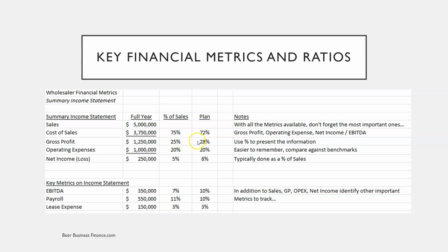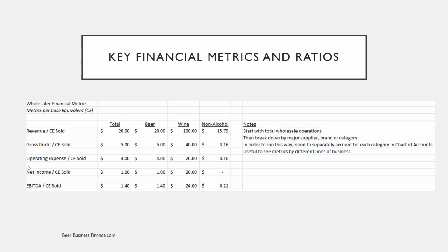This is very easy to communicate. Our gross profit goal is 28%. For the month, we're at 25%. So easy to see if we're falling short or not. You can also throw other key metrics on your income statement. Again, you might want to measure EBITDA. Payroll is generally a huge expense, so it might be useful to call that out and say, what is it as a percentage of sales and what's our plan? Lease expense might be a large item too. So again, it's taking that concept of a simple income statement, layering in a couple of key metrics.